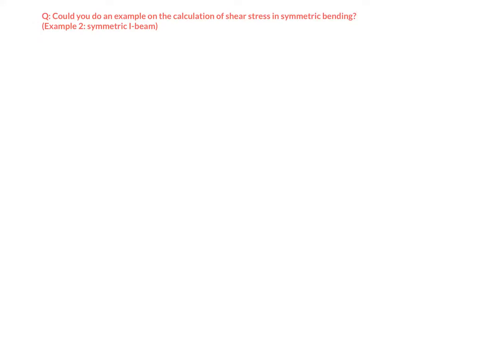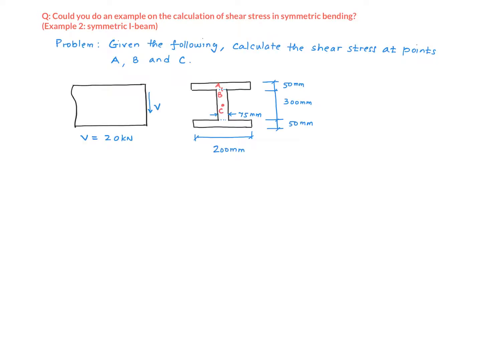The question here is, could you do an example on the calculation of the shear stress in symmetric bending? In this particular example, I'll take the cross-section to be a symmetric I-beam. So here's the definition of my problem. We have a horizontal beam subjected to a shear force of 20 kilonewton on this vertical plane.